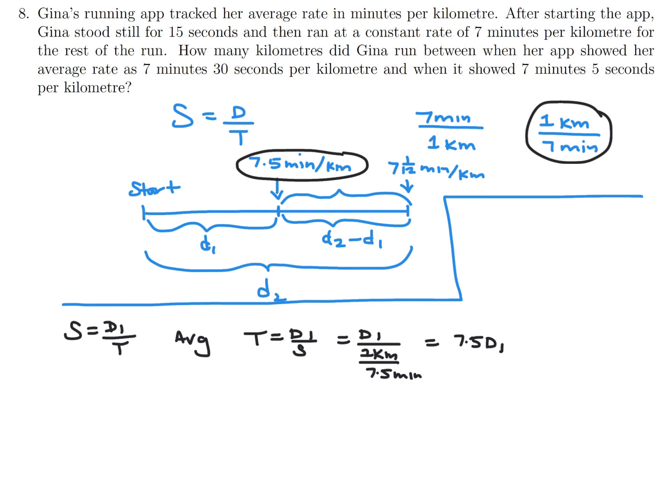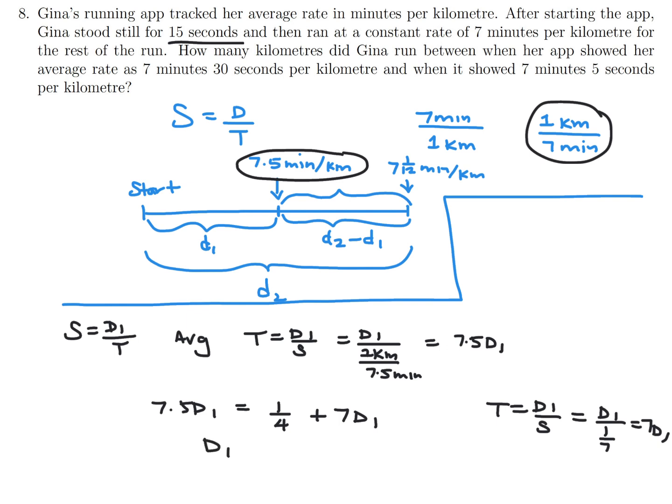And then that basically was the average. So the average is calculated, that 7.5 d1 is calculated as follows. First, you add the 15 seconds that she stood there, which is a quarter of a minute. And then you add the actual time she was running, which would be, let's see here. Let's do that on the side. The time would be d1 over s. This is just the time that she's running, so that'd be d1 over 1 over 7. 1 kilometer in 7 minutes, so that'd be 7d1. So that's 7d1 right there. And when you solve for d1, you'll get d1 equal to 0.5.